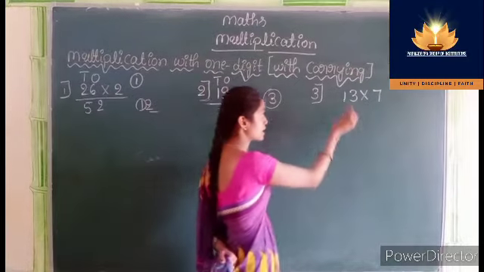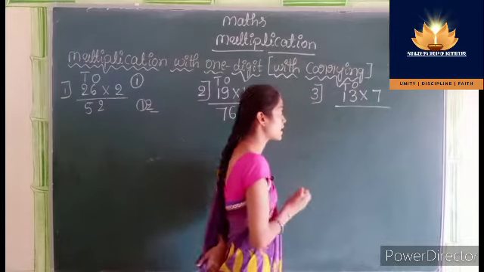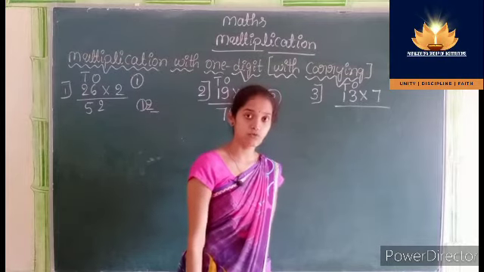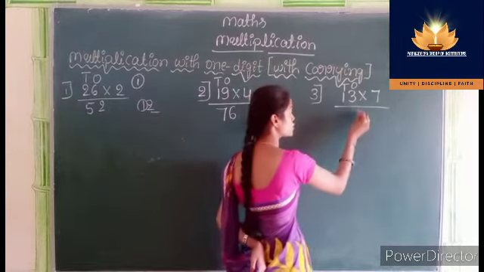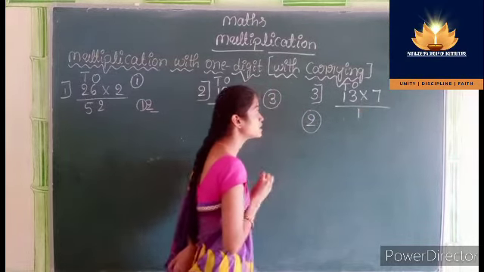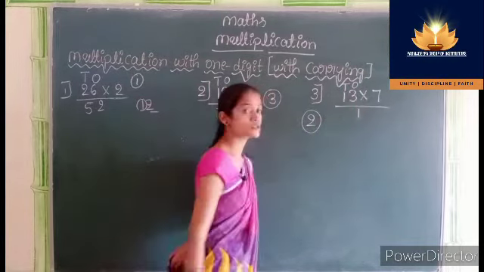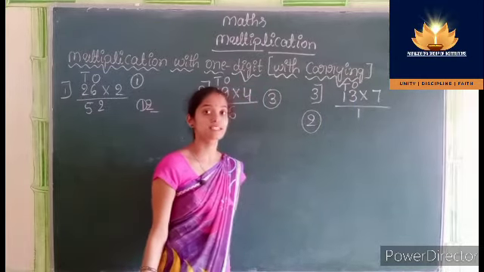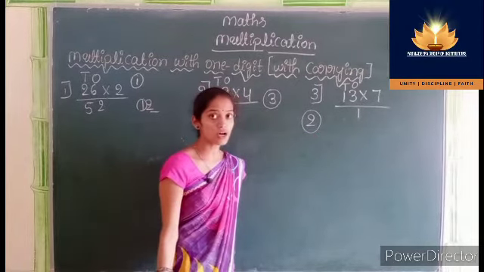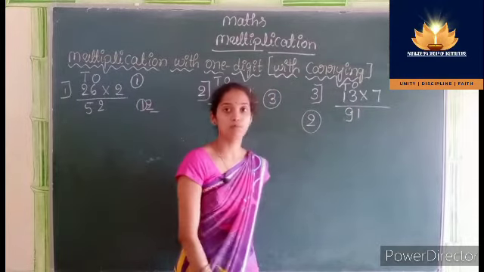Then multiply 13 by this 7. This is ones place and this is tens place. 7 threes are how much? 21. We get 21. 1 should be written in ones place. Then 2 carry over. Then in tens place we have 1. 7 ones are 7. For that 7 we have to add this 2. 7 plus 2 how much? That is 9. We get 91 as a product.